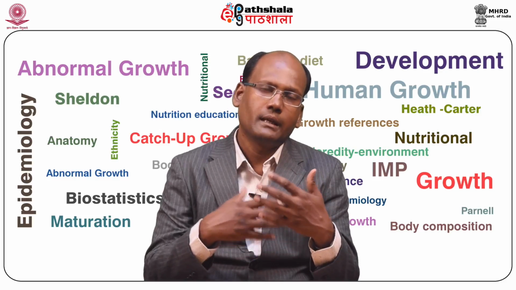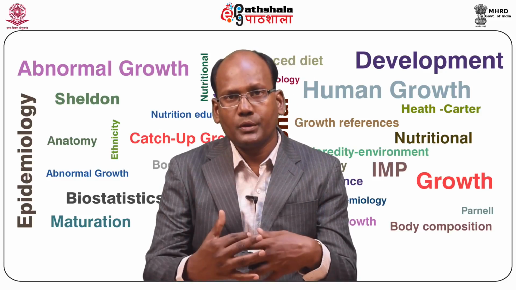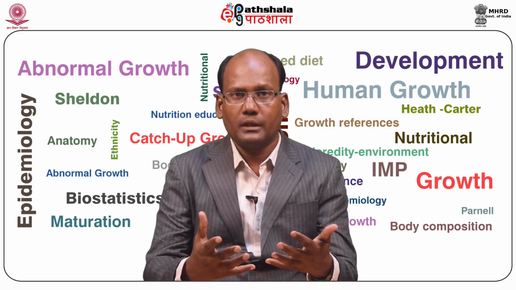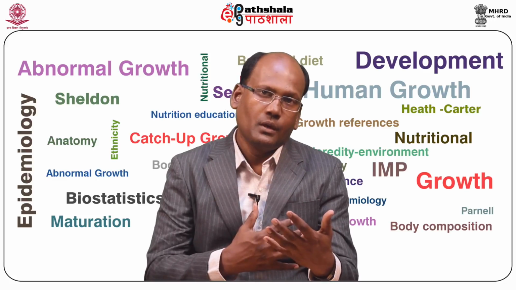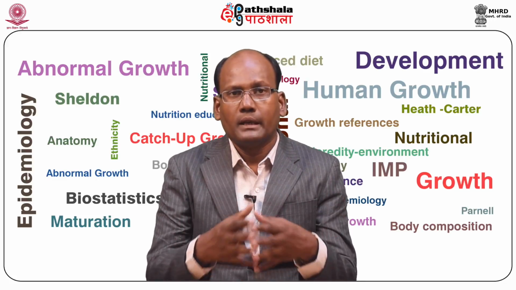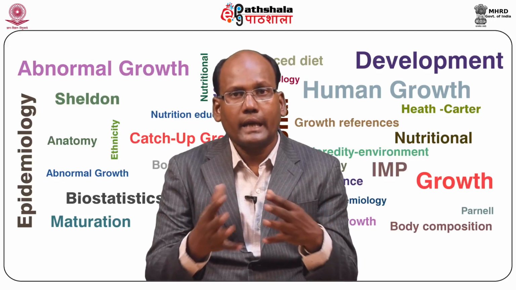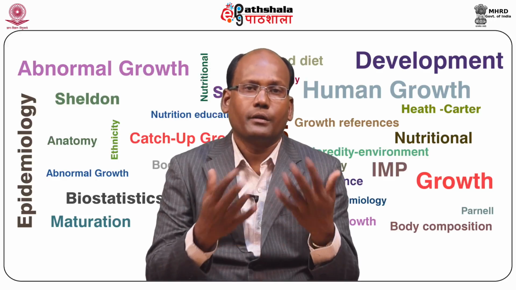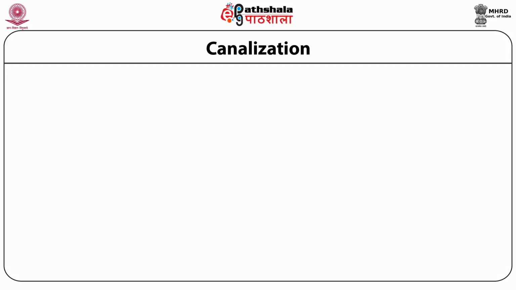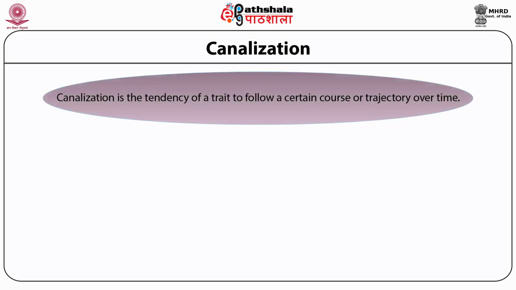The mechanism controlling catch-up growth must be able to foresee the lack of growth response of a tissue, while the mechanism of checking compensatory growth reacts to the permanent loss of a tissue. Canalization. Canalization is the tendency of a trait to follow a certain course or trajectory over time.